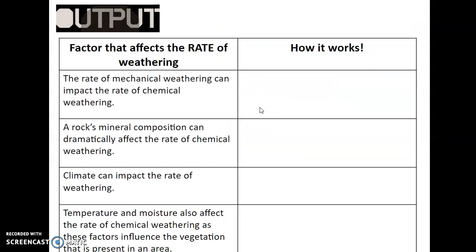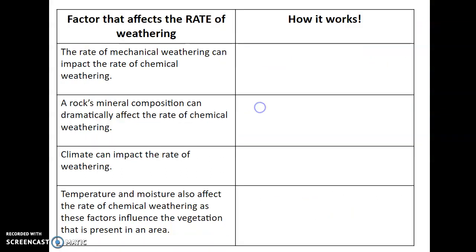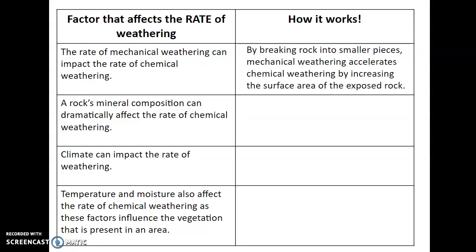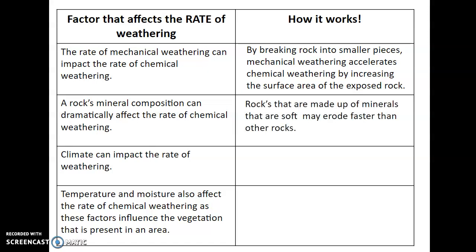So copy this chart into your output. You'll need to copy down these 4 things on the left-hand side. The rate of mechanical weathering can impact the rate of chemical weathering. How it works is when rocks break into smaller pieces, mechanical weathering accelerates chemical weathering by increasing the surface area of the exposed rock. And then a rock's mineral composition can dramatically affect the rate of chemical weathering. How it works is rocks that are made up of minerals that are soft can erode faster than other rocks.